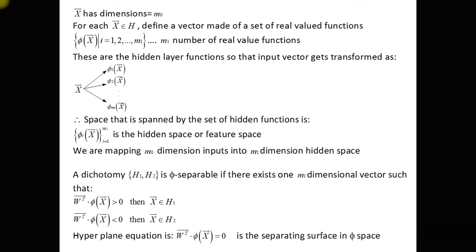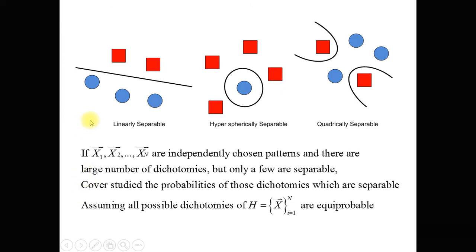just like what we have done in the case of the single neuron. So the hyperplane is defined just like the weight vector and the biases were defining the slope of the line in the previous cases. Now you have a hyperplane, which is nothing but W transpose multiplied by the discriminant function equal to 0. This is the equation of the separating function. So we have linearly separable, hyperspherically separable, and quadrically separable. Many of the problems will lie in this category.